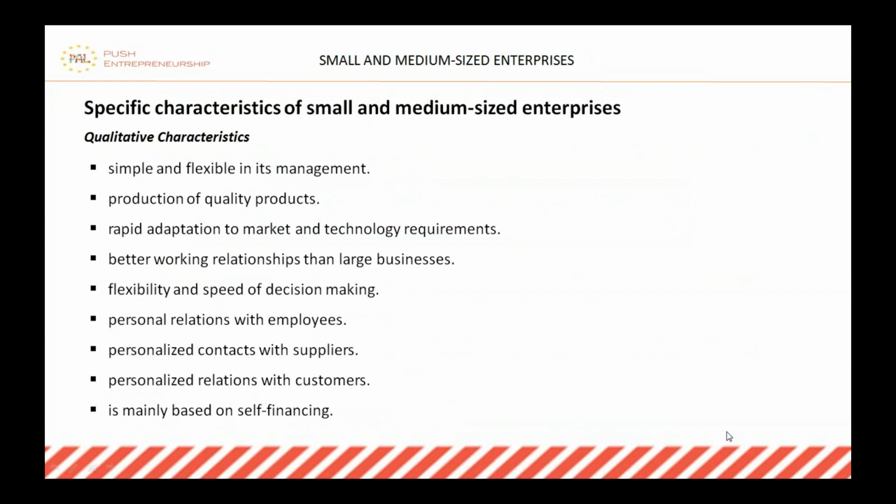In addition to quantitative criteria, which can be relatively easy to calculate, they can be categorized by qualitative criteria as well. For example, simplicity and flexibility in management, production of quality products, and rapid adaptation to market and technology requirements. They have better working relationships than large businesses. They are closer to employees, suppliers, and customers. They have flexibility and speed of decision making, and are mainly based on self-financing.